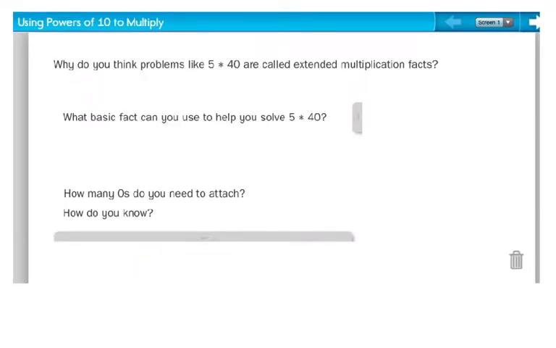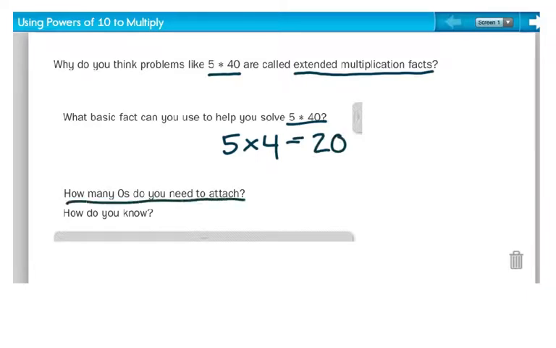All right, why do you think problems like 5 times 40 are called extended multiplication facts? Well, let's begin by asking, what basic fact can you use to help you solve 5 times 40? The basic fact would be 5 times 4, which is 20. And then how many zeros do you need to attach? Well, you just need to attach 1 to the end because it's like multiplying it by 10.